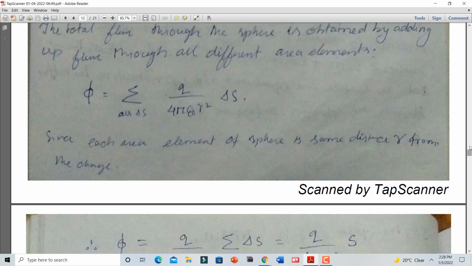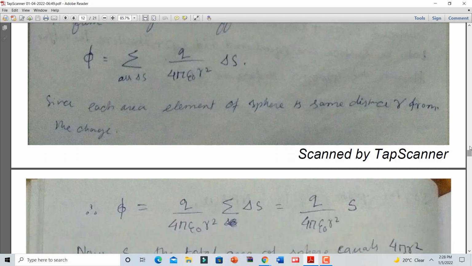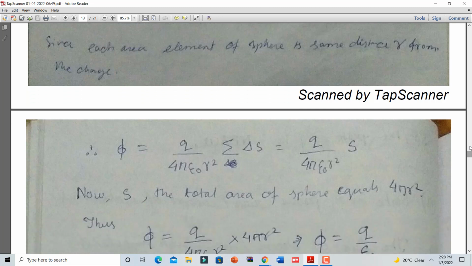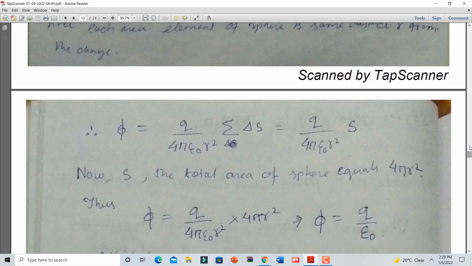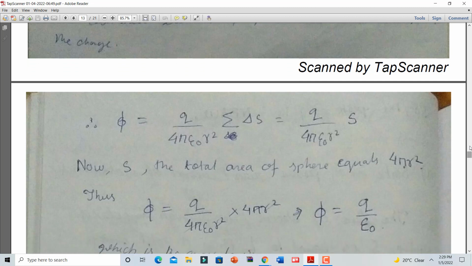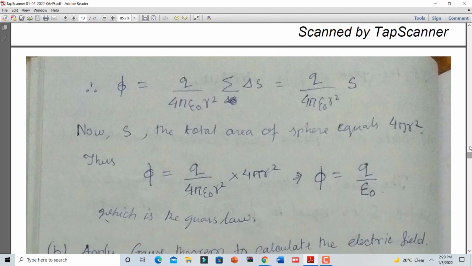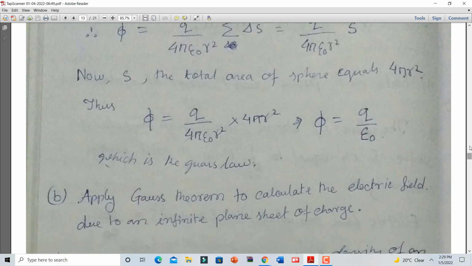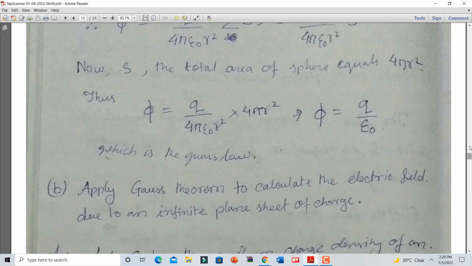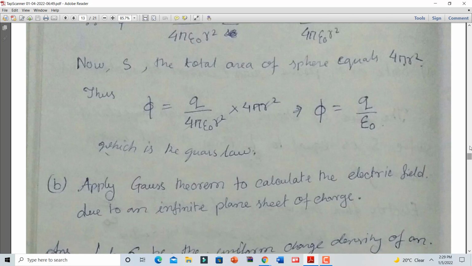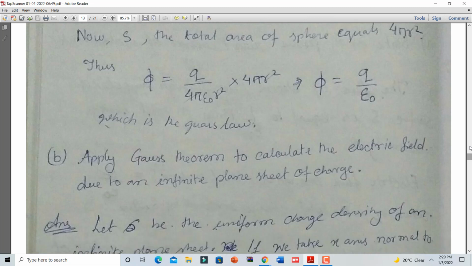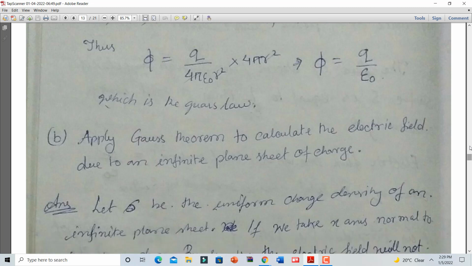Since each area element of the sphere is at the same distance r from the charge, the flux is given by Q by 4 pi epsilon naught r square into summation of del S. Now, the total area of the sphere is equal to 4 pi r square, so we have flux equal to Q by 4 pi epsilon naught r square into 4 pi r square, or flux is equal to Q by epsilon naught, which is the Gauss law.